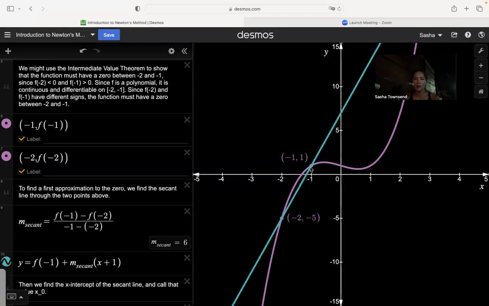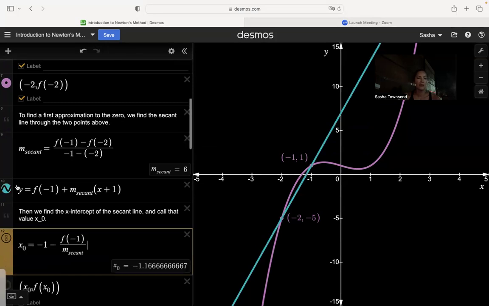And we say, well, that secant line has a 0 that's very close to the 0 of that cubic function that we're looking for. So we can use that 0 of the secant line, or in other words, the x-intercept of that secant line, as our first approximation of the 0 of the cubic function on the interval from -2 to -1. So you say, okay, well, how do I do that? Well, I just set y equal to 0 and solve for x.